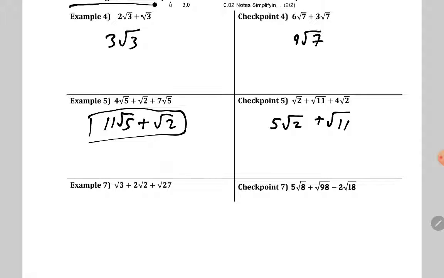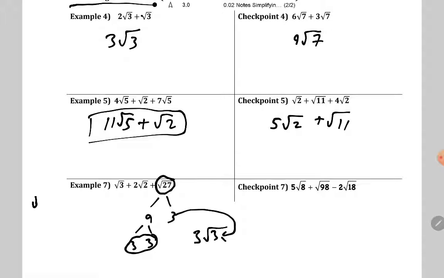Okay, sometimes we have to simplify them first, break it down. So square root of 27 becomes 9 and 3. So this becomes 3 and 3. That's a pair, so that's coming out. And what's staying inside is this leftover 3.